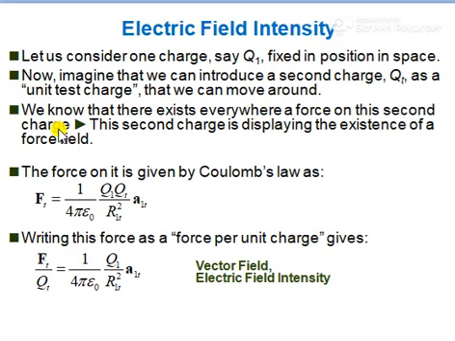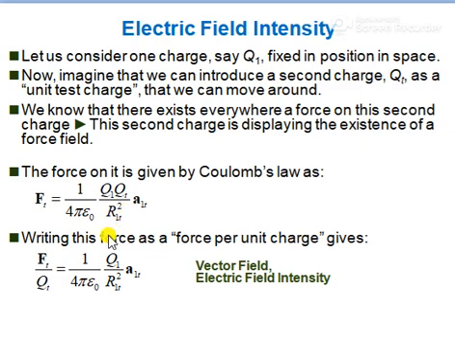So we know that there exists everywhere a force on this second charge. This second charge is displaying the existence of a force field, that is, Q2 experiences a force. Hence the force on it is given by Coulomb's law as Ft equal to 1 by 4 pi epsilon naught into Q1 into Qt divided by R1t square, A1t.